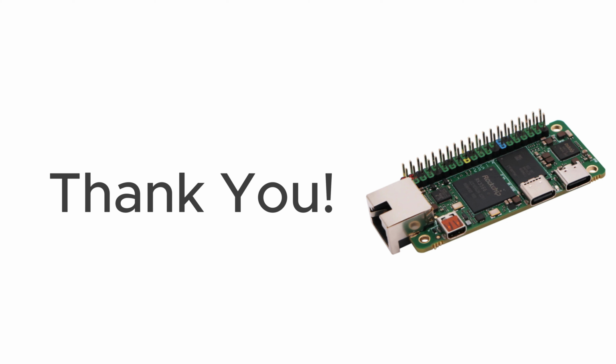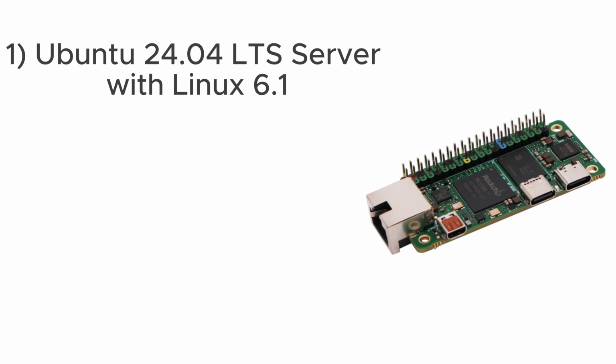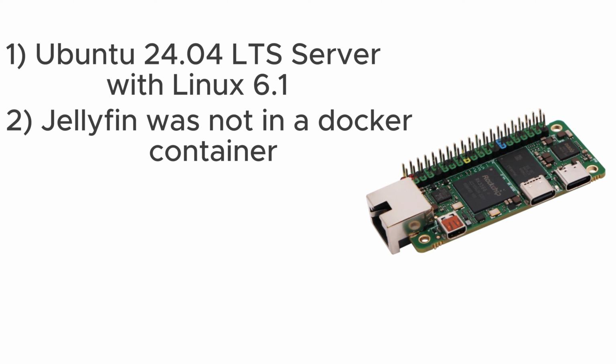And I just wanted to put some notes here, some tidbits I want to add. So number one, I was running Ubuntu 24.04 server with the 6.1 kernel. Number two, Jellyfin was not in a Docker container. Usually I run in a Docker container, but this time, because everything worked right, it installed natively, and there were no errors involved. Everything worked perfectly.